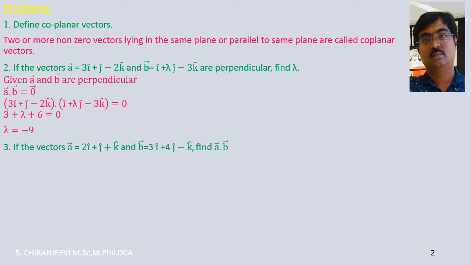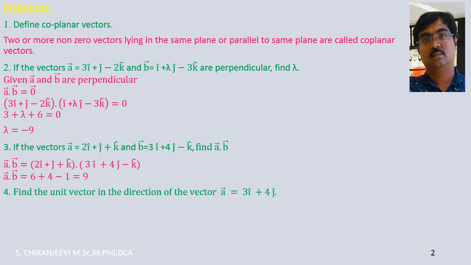If the vectors, vector A equal to 2i plus j plus k and B equal to 3i plus 4j minus k, find A dot B. A dot B equal to 2i plus j plus k dot 3i plus 4j minus k. Now applying dot product, 2 into 3 is 6 plus 1 into 4 is 4 plus 1 into minus 1 is minus 1. 6 plus 4 is 10, 10 minus 1 is 9.